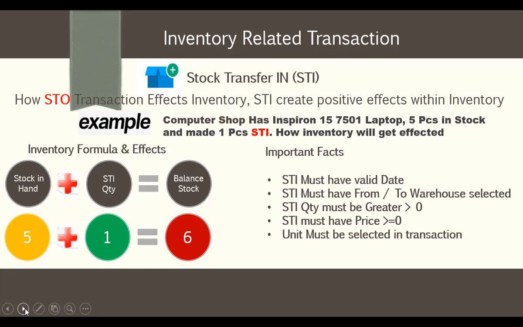A stock transfer in creates a positive effect in the inventory. Now, for example, the computer shop has 5 Inspiron pieces in stock, and they made one piece of STI. How will inventory get affected? It has a positive effect, so you can see 5 is stock in hand and 1 is the STI quantity, so the total becomes 6. Important facts: STI must have a valid date, from and to warehouses, quantity greater than zero, price greater than zero, and the unit must be selected.